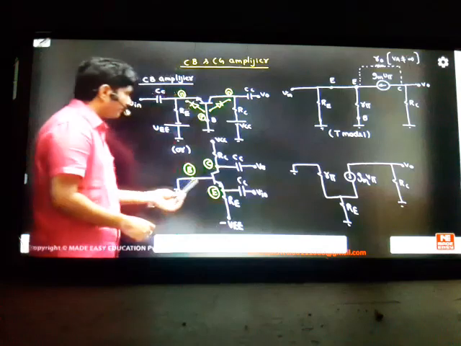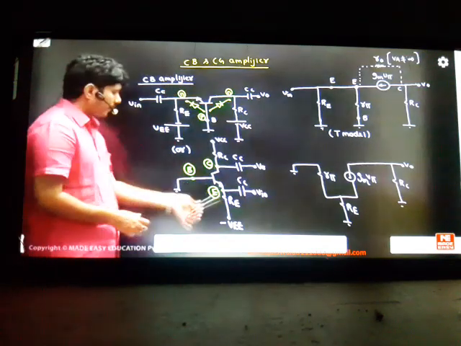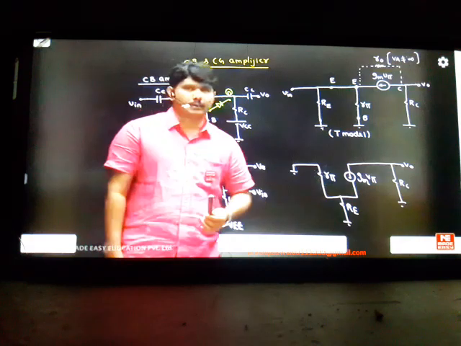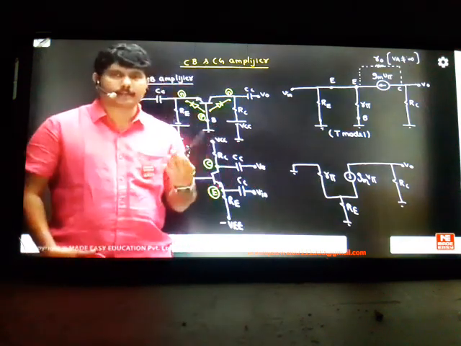If you clearly observe, this is called Y model. From here to here, r pi is represented. Here RE will be there. This is ground. This is the current source, and RC to ground. This is our general common style of model. Okay? Whatever you do is not the importance here. According to the given question, you try to solve it.